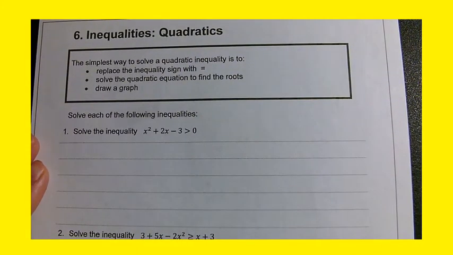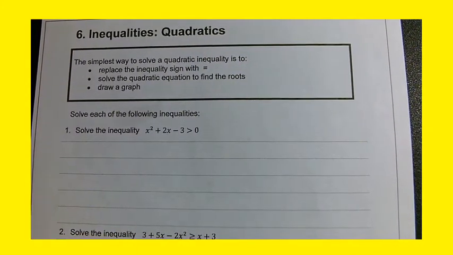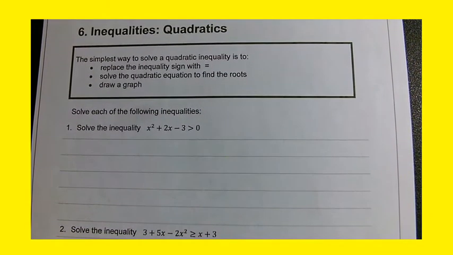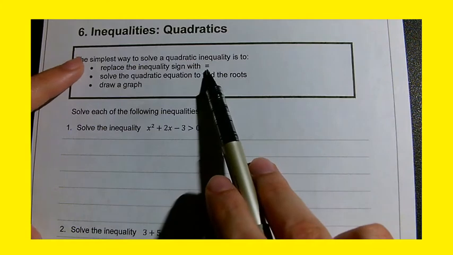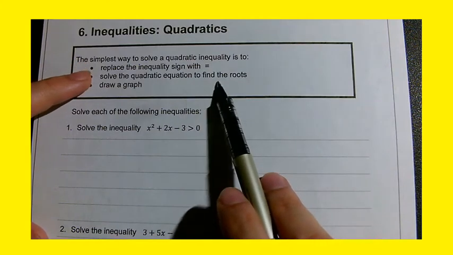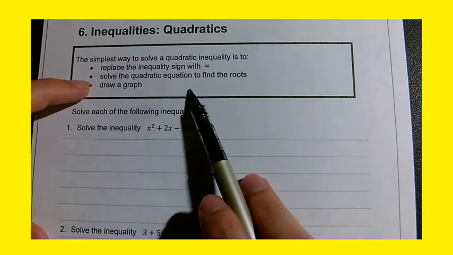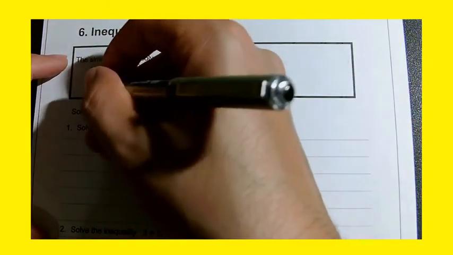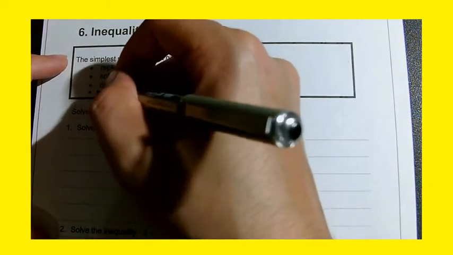Now a quadratic inequality looks something like this, okay? And there's a really simple way of solving it, but you have to be very consistent with the method and make sure that you hit all the steps to get all the marks. So the simplest way to solve a quadratic inequality, first of all, replace the inequality sign with an equals, solve it to find the roots, draw a graph, and there is one final thing that I want to mention here: find the inequality.